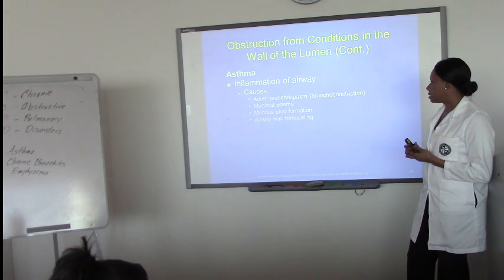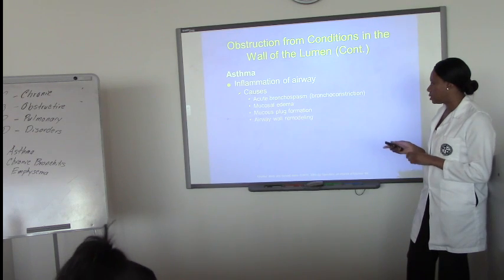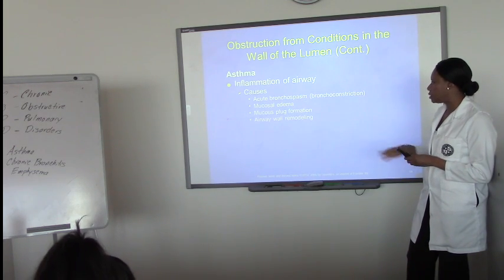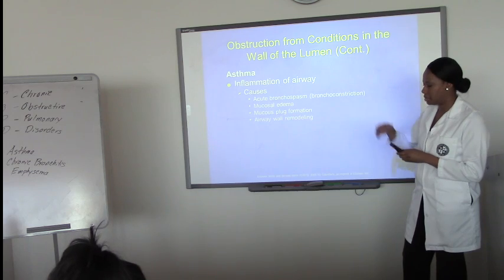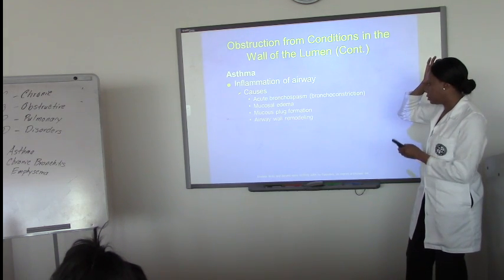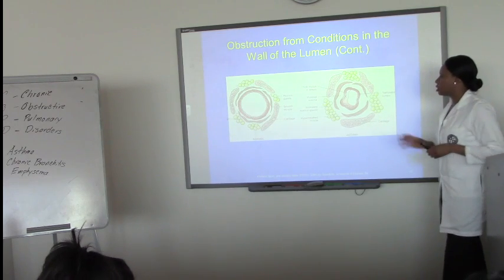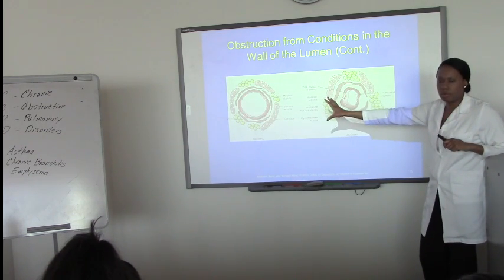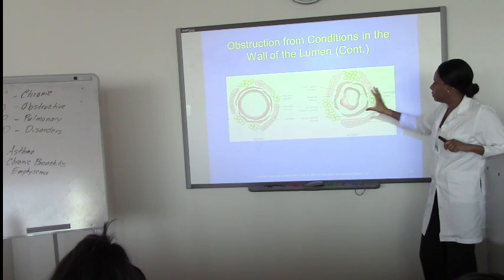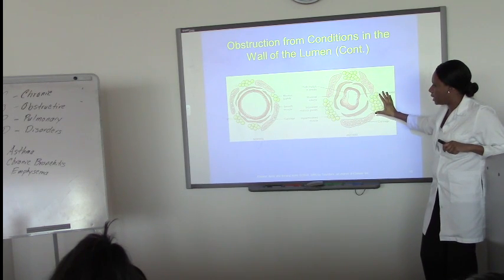Acute bronchospasm, we also talked about that. Edema, mucus plug, airway remodeling, which means that we have more goblet cells in the airway. So this stuff is just the same thing we talked about. Now, I like this picture because it shows you a nice visual of a normal respiratory epithelium and what happens with a person with asthma.